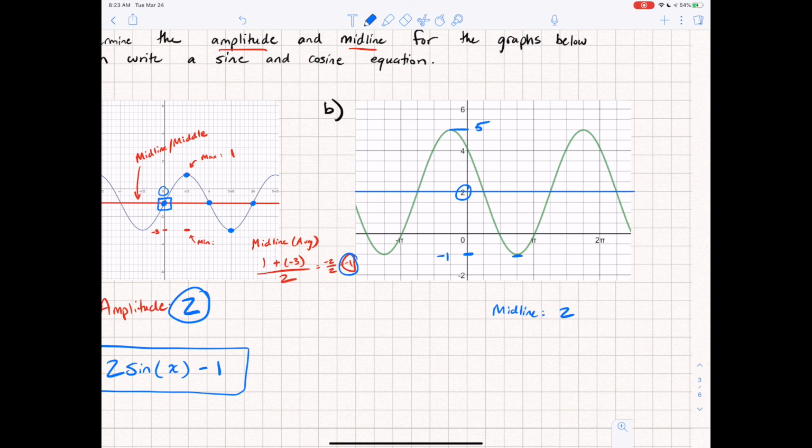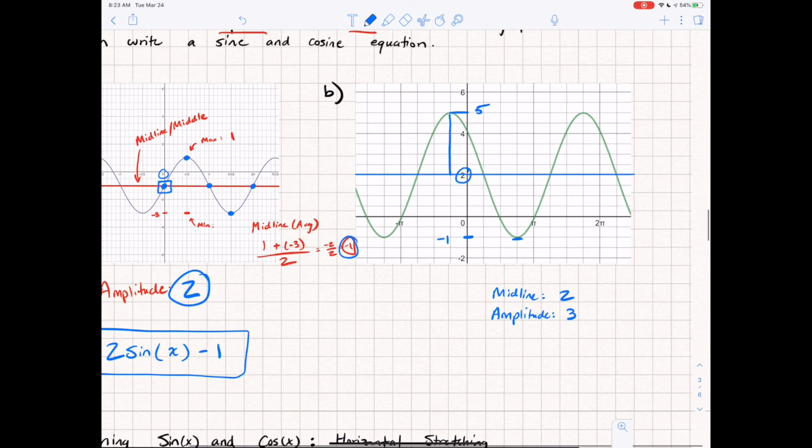That means the amplitude is going to be the distance from the midline to the highest point. Well, 5 minus 2 is 3. And there's my amplitude. So if I wanted to write an equation for this, then I need to figure out, do I want to do this using sine, or using cosine? In this problem, it's a little bit trickier. So I'm not even going to write the equation for it. I just want to focus here in terms of our difficulty.